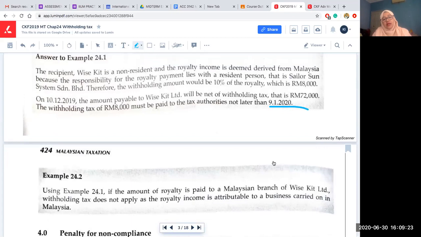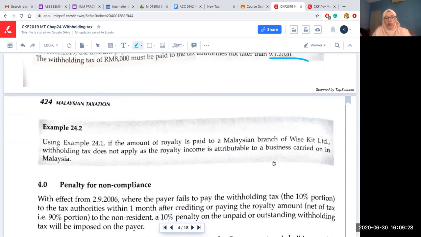Using example 24.1, the amount of royalty paid to the Malaysian branch of YSK Limited, withholding tax does not apply.